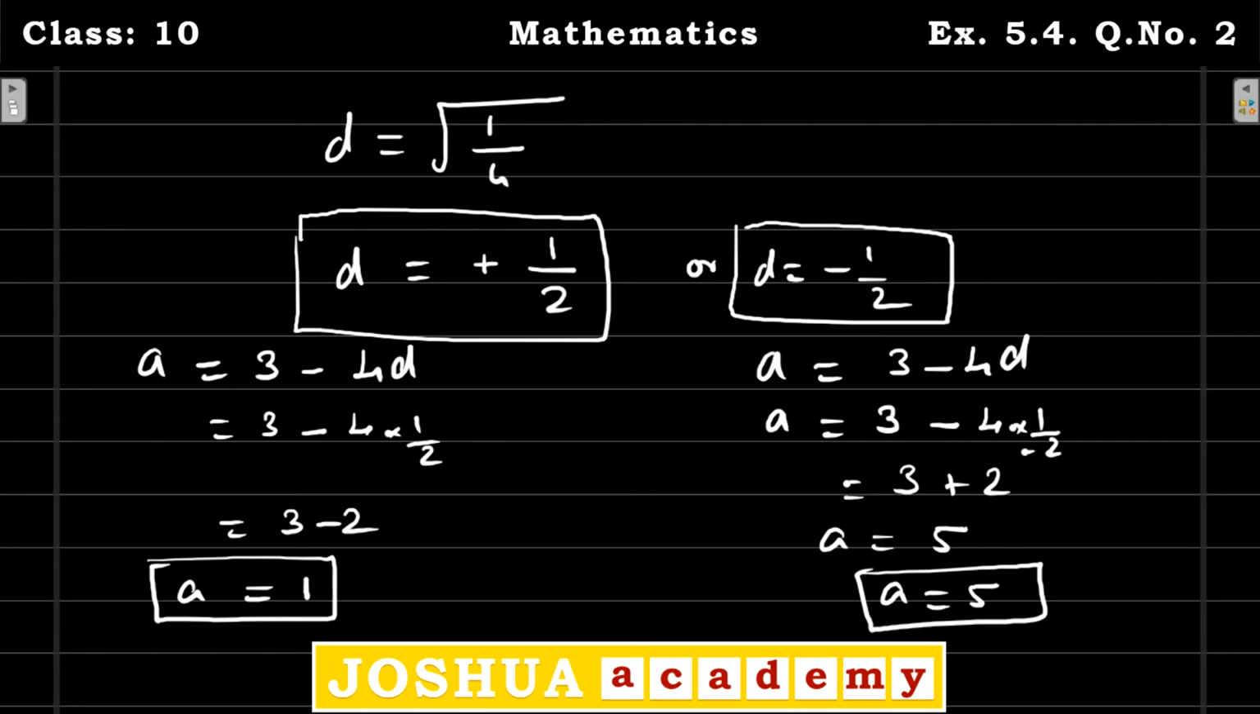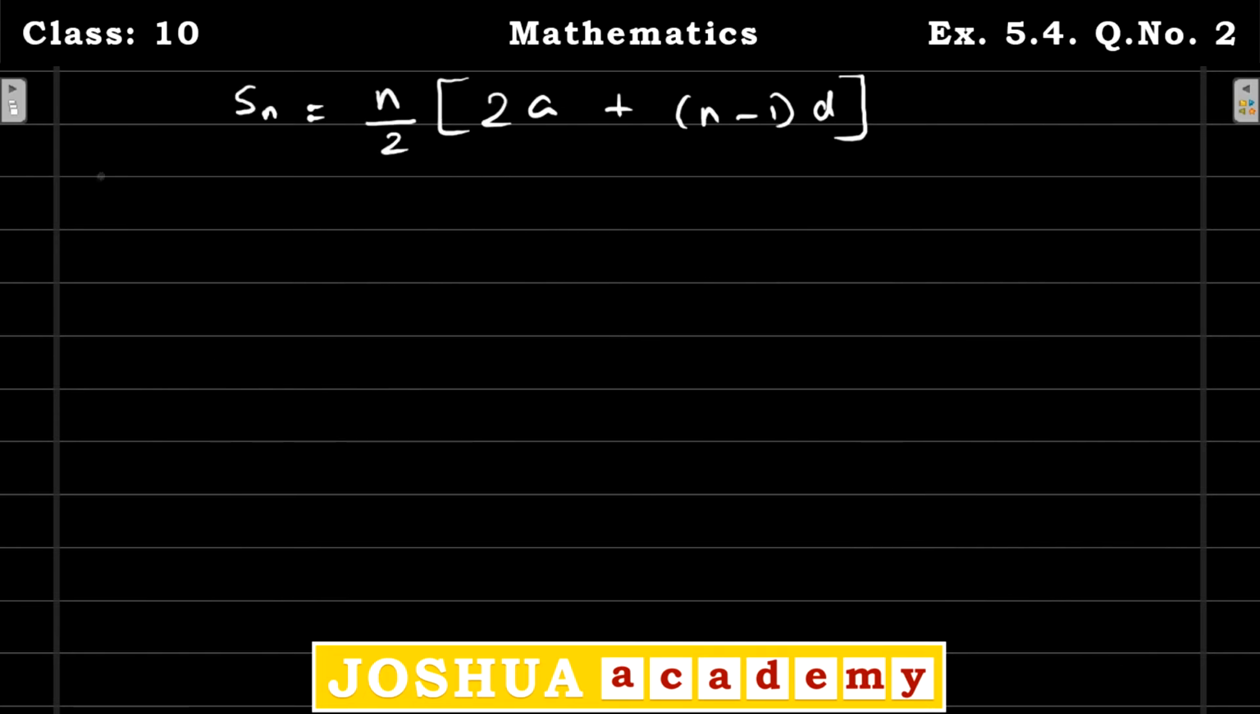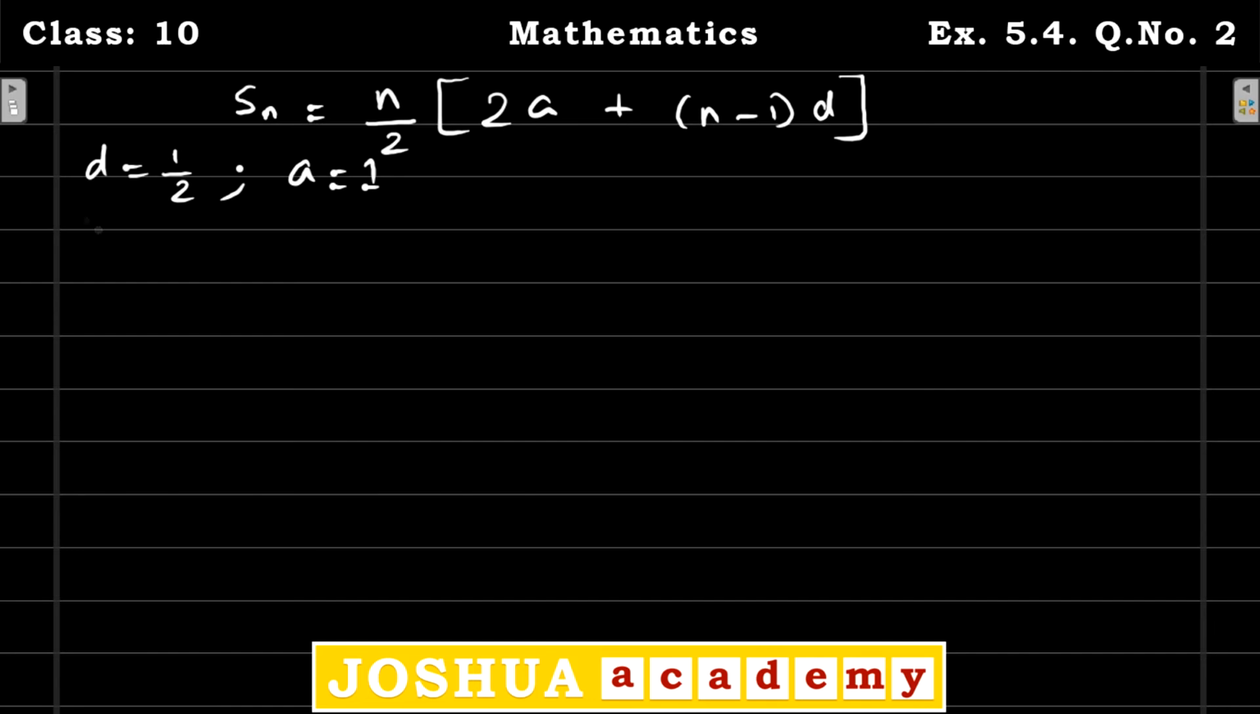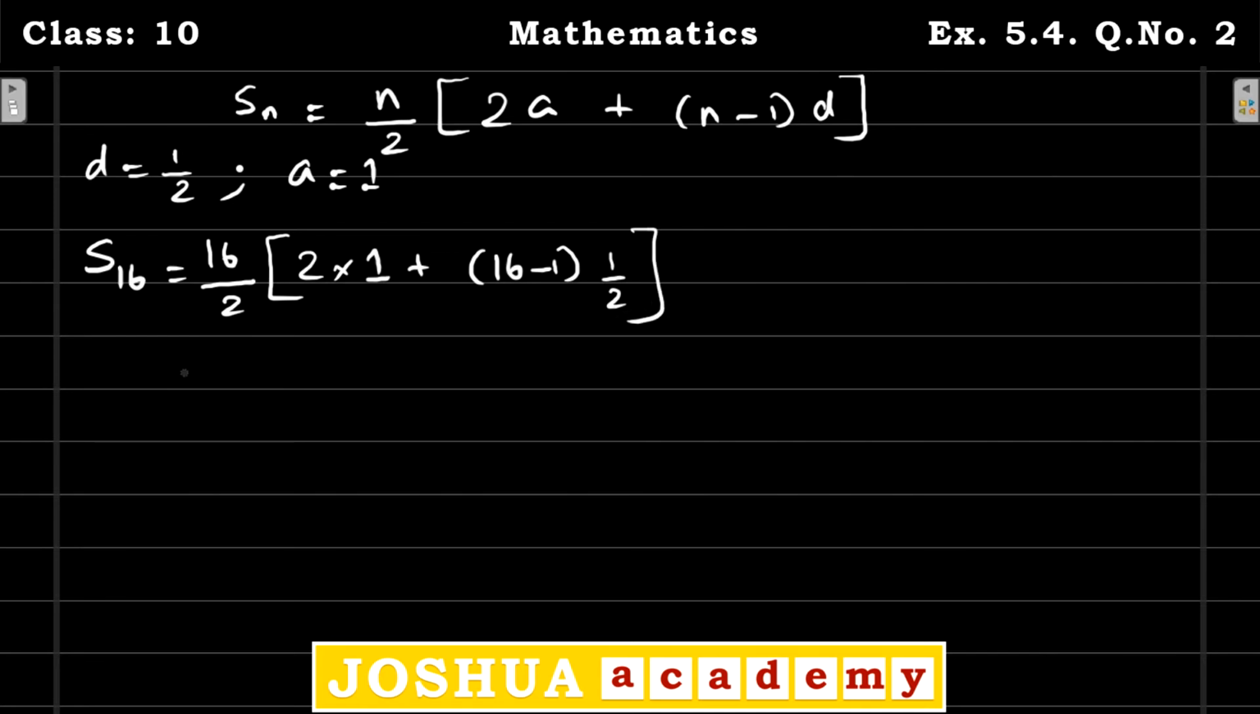First case, when d is equal to 1 by 2, a is equal to 1. That value I am taking here. So d is equal to plus 1 by 2 and a is equal to 1. I am substituting the value here. So S16 is equal to 16 upon 2 times 2a, which is 1, plus n minus 1, which is 16 minus 1, and the value of d is equal to plus 1 by 2. Okay, so in this case it becomes 8.